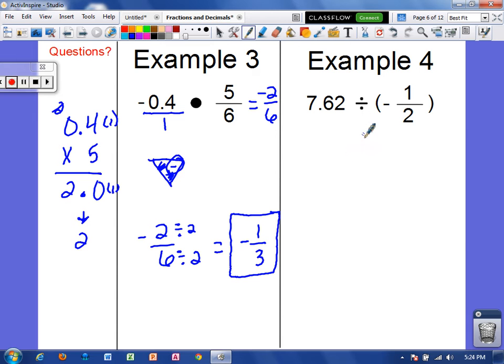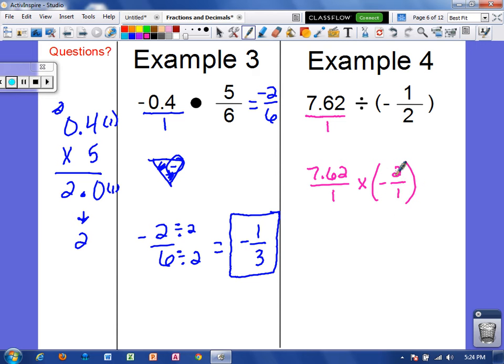All right, example 4, we have 7.62 divided by a negative 1/2. So I'm going to use fraction rules. Dividing fractions is easy as pie. Flip the second and multiply. Right, so again, to make this look like a fraction, I just put it over 1. So I would have 7.62 over 1 times, and then I want to flip the second. That would be a negative 2 over 1.